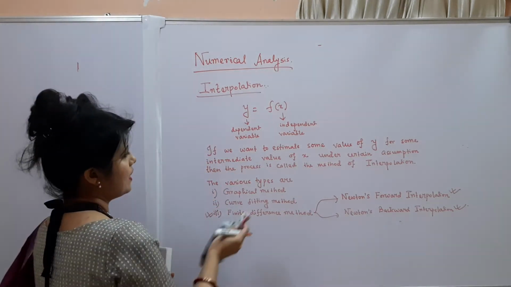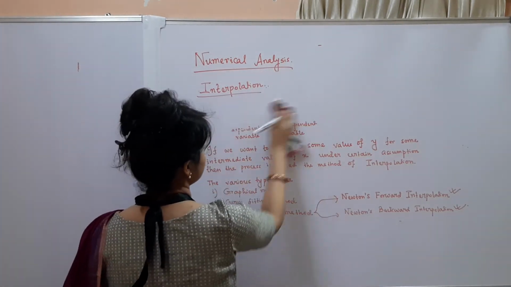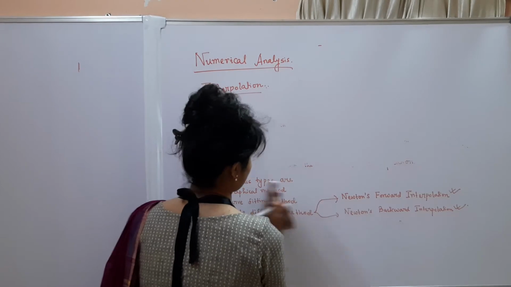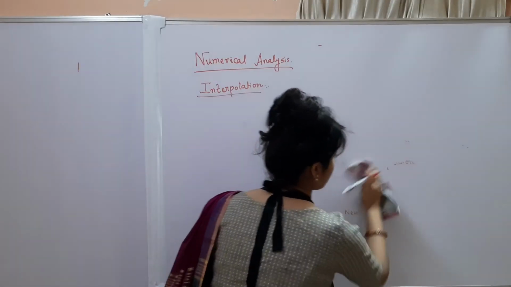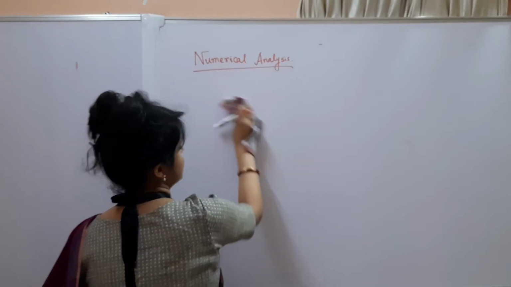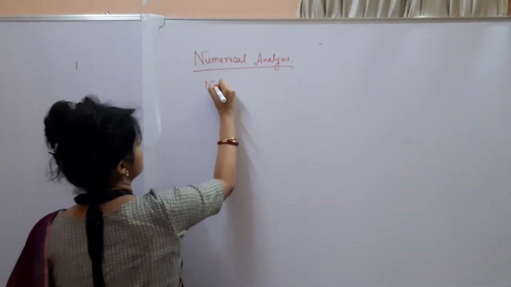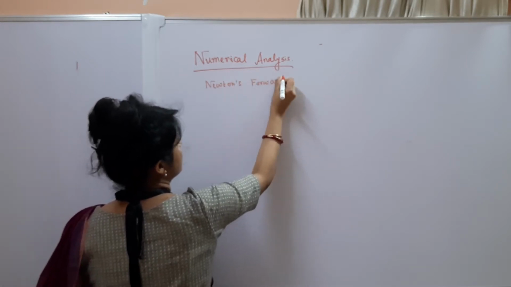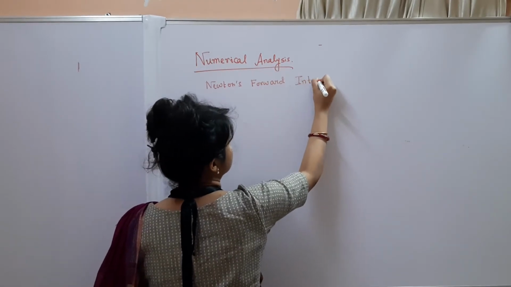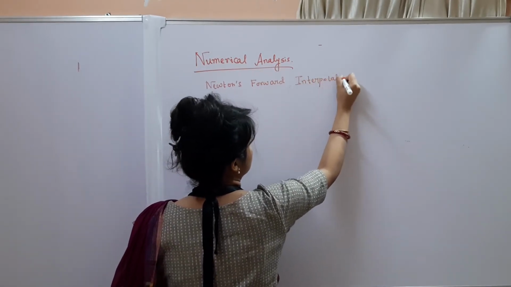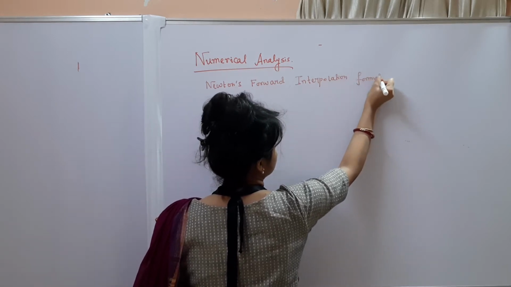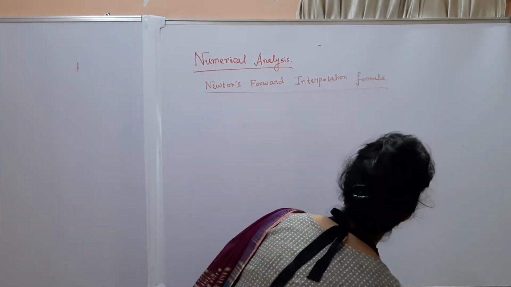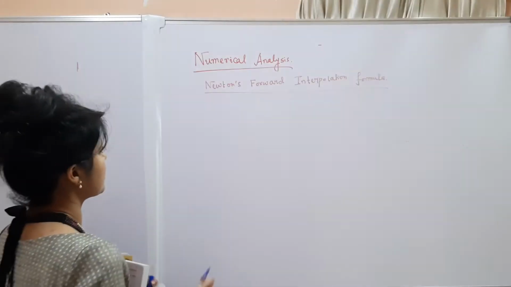on this. Okay, so now I am going to remove this one. So this is just the definition of the interpolation and the process of the interpolation, and these two are the most famous methods. Okay, so now our point of discussion is Newton's forward interpolation formula. So Newton's forward interpolation formula. Okay, so what is Newton's forward interpolation formula?